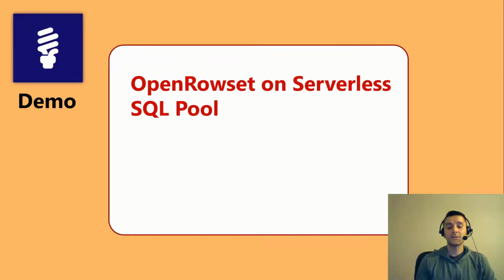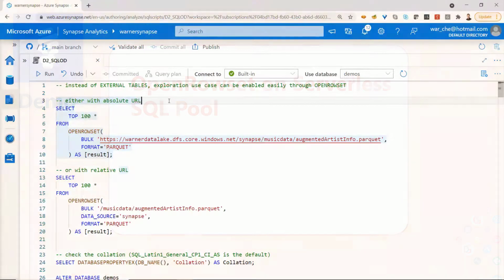All right, so let's check out a demo and let's look at that new construct of OPENROWSET on the serverless SQL pool querying. Okay, I'm back in the Synapse workspace, and this time we are going to be using the on-demand serverless pool. So this one I don't have to start, it's always up and running because it is used on demand.